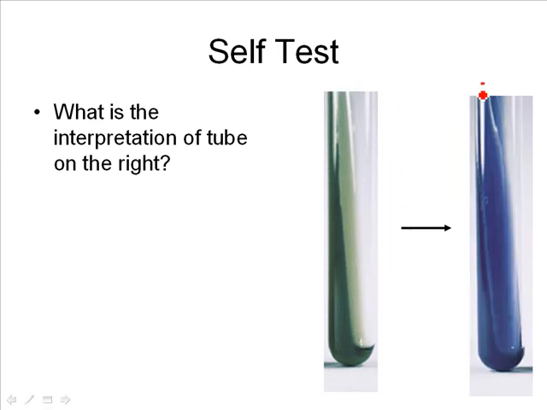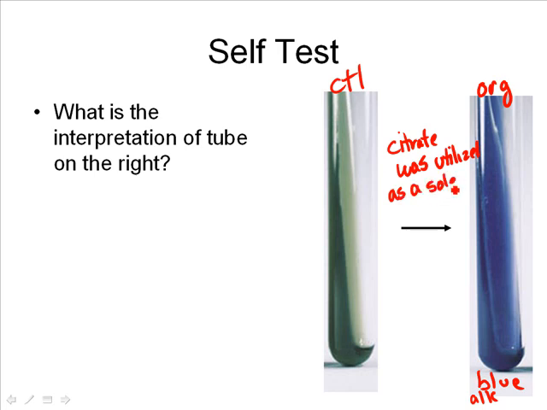What is the interpretation of the organism growing in that citrate slant? Here's our control. That's right. We can see that the tube has turned blue, an indication of alkaline conditions. And those alkaline conditions tell me that citrate was utilized as a sole carbon source. As that citrate's being utilized, the ammonium phosphate is also being catabolized to produce ammonia, and it's that ammonia that produces those alkaline conditions.